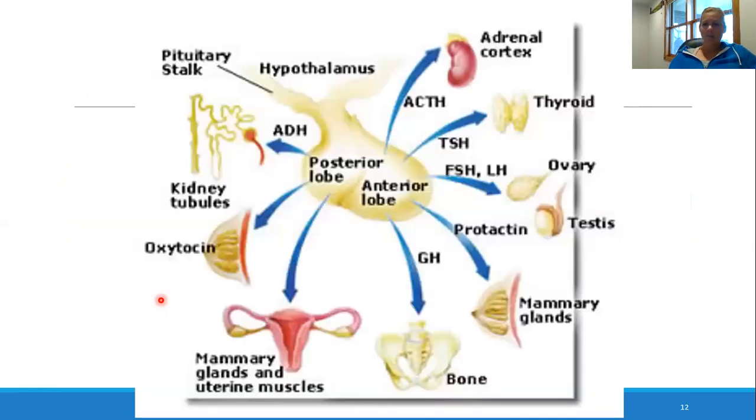Okay. This is just a summary here that shows you the relationship between that posterior lobe, where you can see ADH and oxytocin, and then our anterior lobe having its role as it relates to growth hormone, prolactin, FSH, LH, thyroid stimulating hormone, and then ACTH. So again, a really important component of the endocrine system because of the multiple different hormones that are going to be released here.